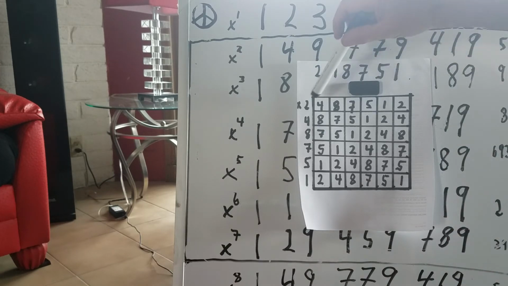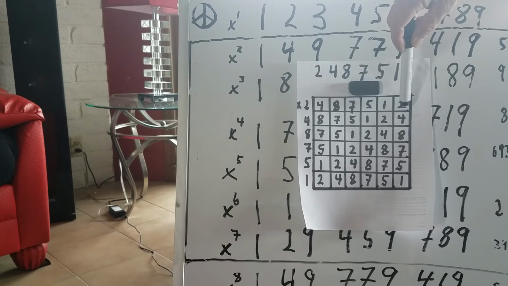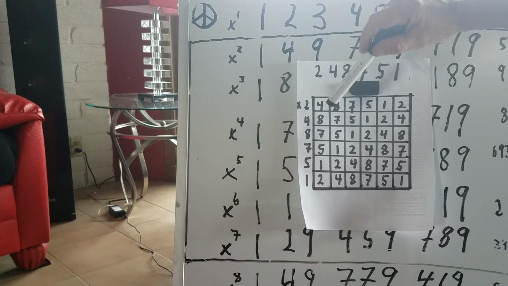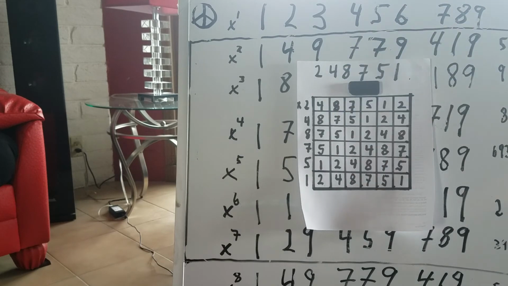So anyway, what we get here is the code back again: 248751. So all of the rows going across, they all have the 248751. And all of the rows going down, they all have the 248751. And that's what I wanted to show you today.